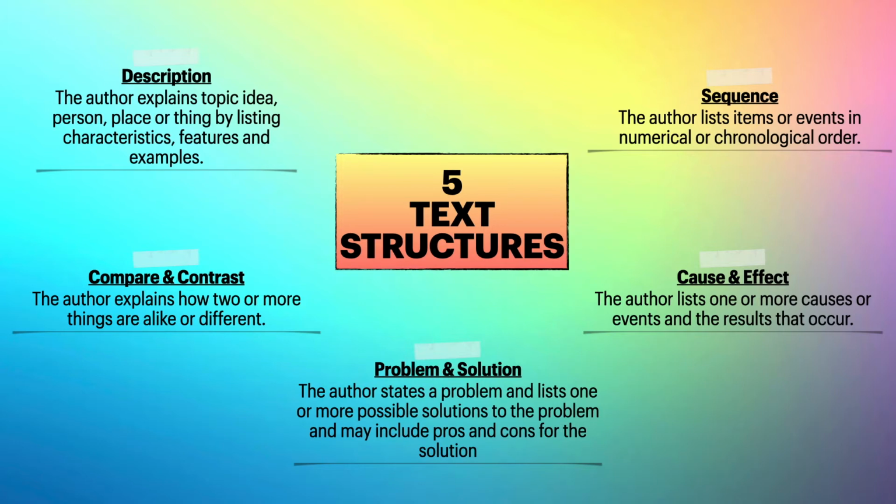You can also look for some signal words to help you identify the text structure. These signal words are also known as transition words, which are words we use to organize our writing and connect ideas. Let's look at each text structure and the signal words that will help you identify how an author organized their writing.